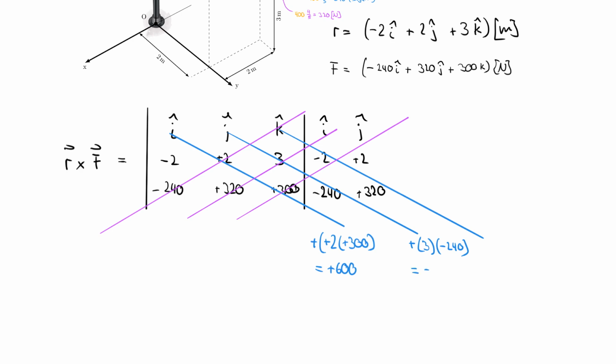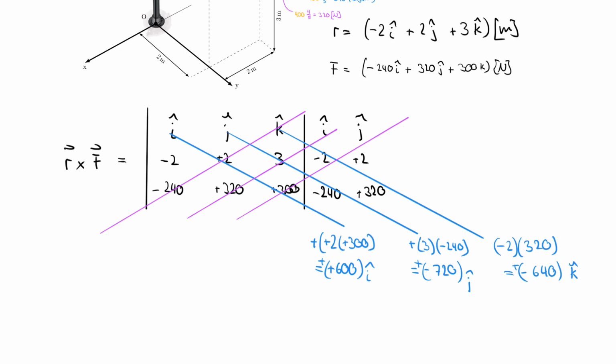But negative, -720. And then I have -2 multiplied by 320, which I believe is equal to -640. And technically everything that I calculated here is plus, just to stick with my convention here. This was the I component, this was the J component, and this was the K component.